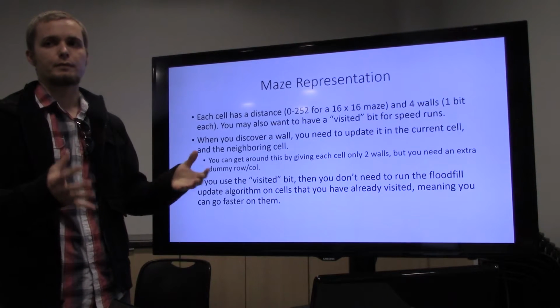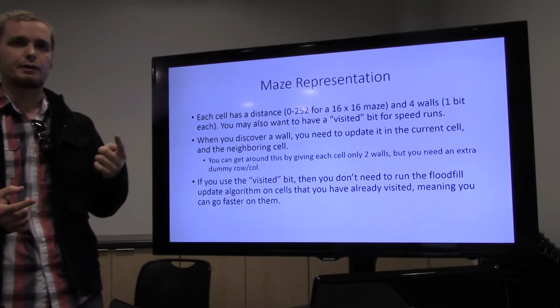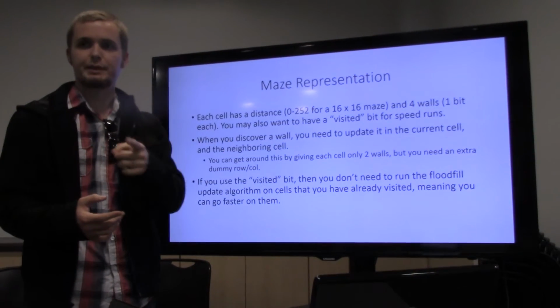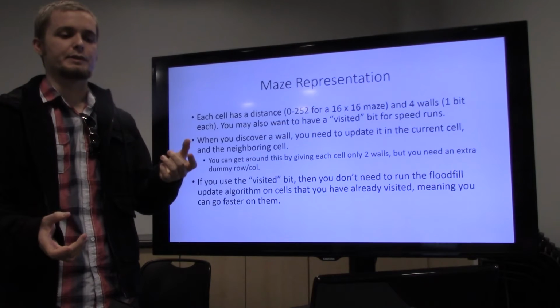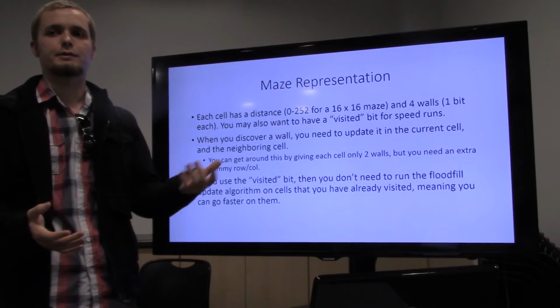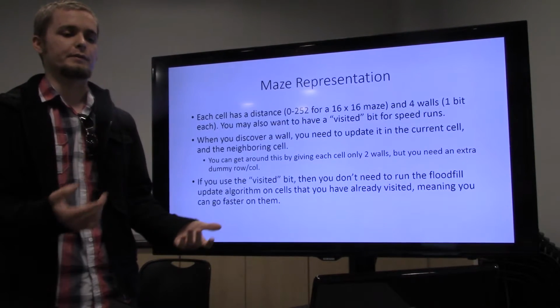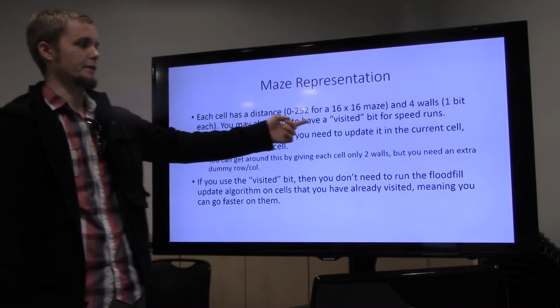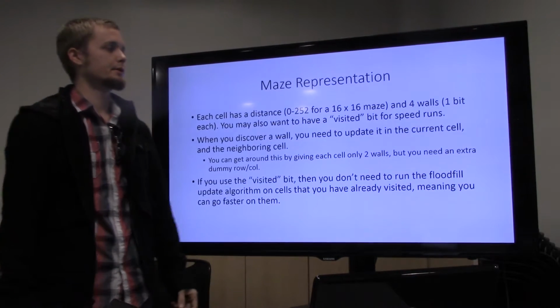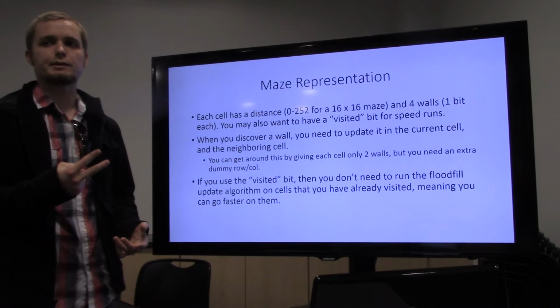so, for your wall info, you can basically assign individual bits to represent whether there's a wall or not a wall. So it's a 0 if there's no wall, and it's a 1 if there's a wall. And you can also have a visited bit in there also. So overall, you need 2 bytes for each cell.